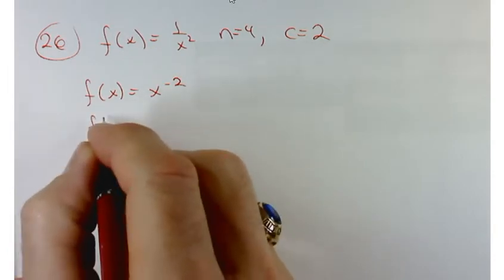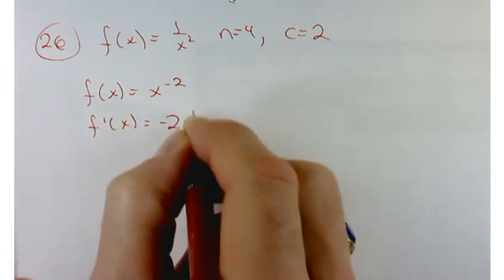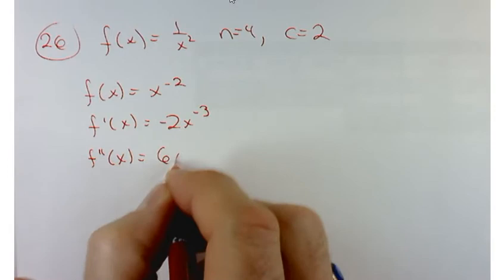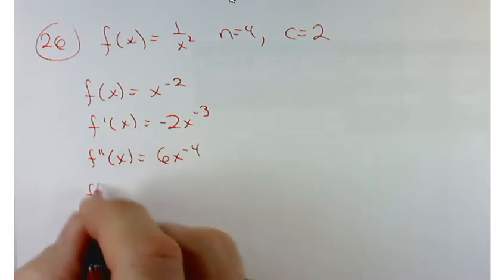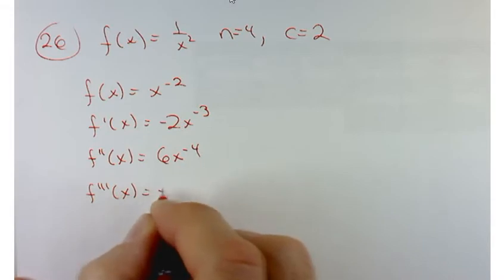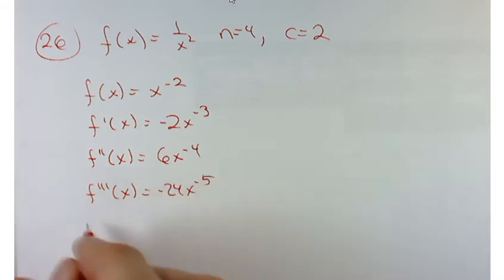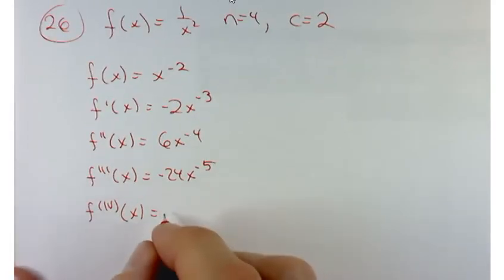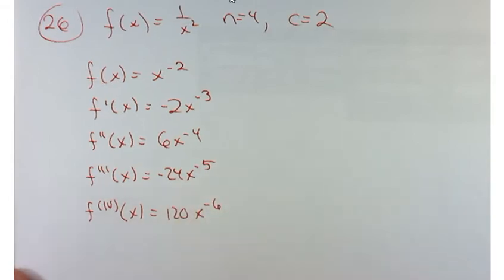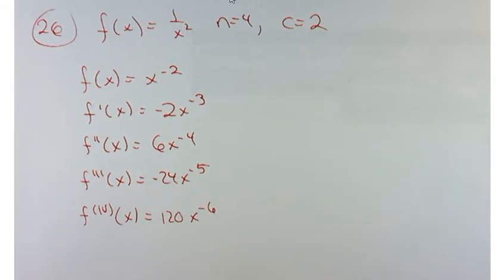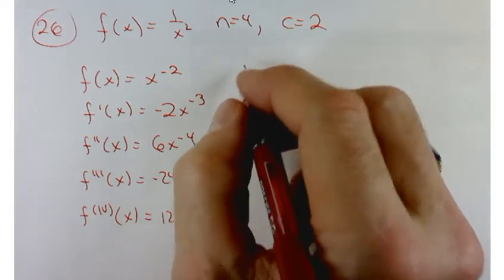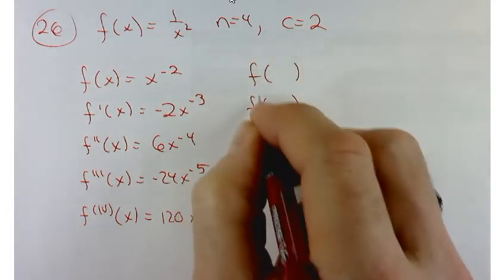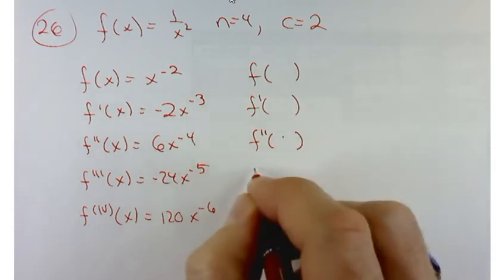So f prime of x is going to be negative 2 x to the negative third. F double prime of x is going to be 6 x to the negative fourth. And then triple prime, negative 24 x to the negative fifth. And finally, 120 x to the negative sixth. A little bit more work to evaluate our function this time because instead of plugging in a 0, what am I going to be plugging in? 2.